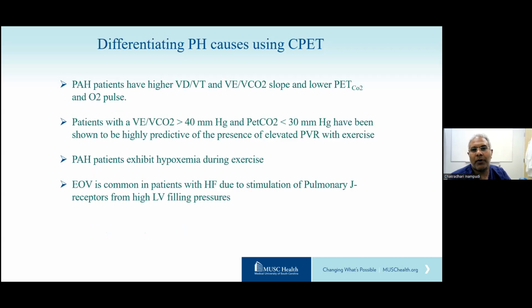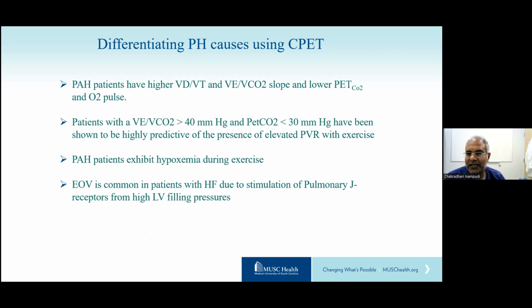Now, differentiating pulmonary hypertension causes using cardiopulmonary exercise testing. PH patients have higher VD/VT and VE/VCO2 slope that we've discussed before, and we've provided a few examples. They also have a lower PETCO2 and O2 pulse. Important to note that a VE/VCO2 slope of greater than 40 and a PETCO2 less than 30 have been shown to be highly predictive of elevated PVR with exercise.